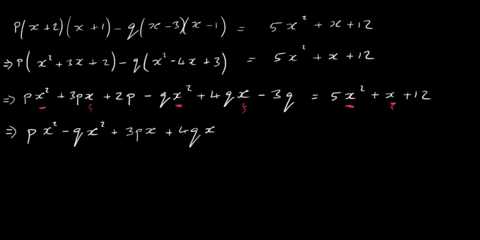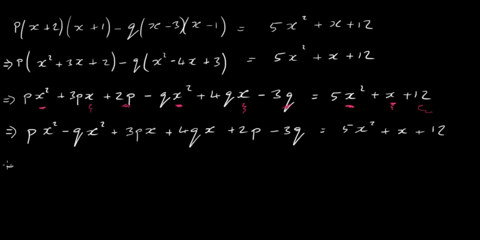Now I've also got here a number with no x attached to it. So is there anything over here that I've got no x attached to? Well, there's this one here and this one here. So I'm going to put those two together. So I've got a plus 2p and a minus 3q. And again, that's equal to 5x squared plus x plus 12.